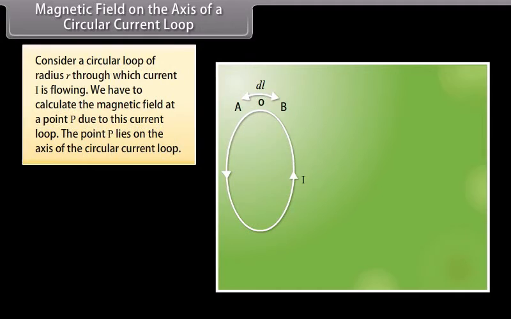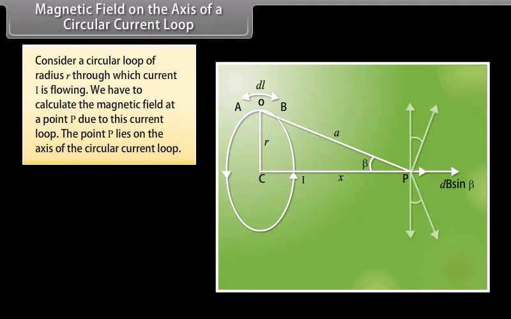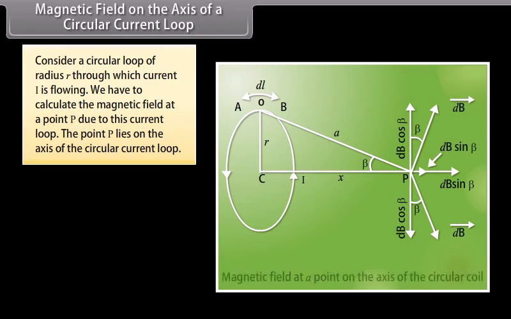Magnetic field on the axis of a circular current loop. Consider a circular loop of radius r through which current I is flowing. We have to calculate the magnetic field at a point P due to this current loop. The point P lies on the axis of the circular current loop.